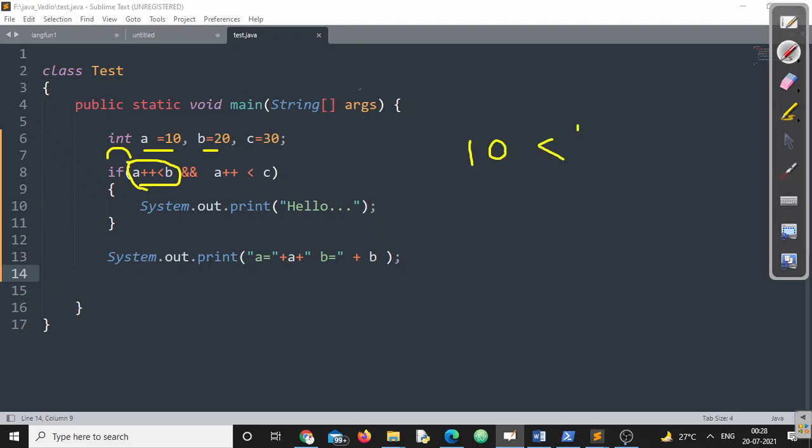10 less than equals to b. Once 10 is used, now the value of a will be 11, right? Now 10 less than b. B means how much? 20. 10 less than 20. The condition is true.